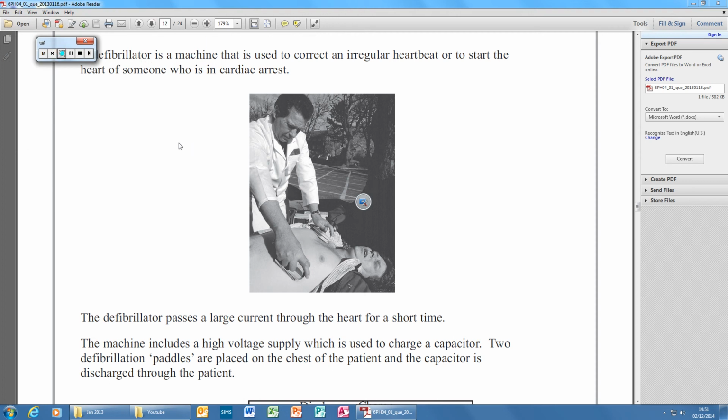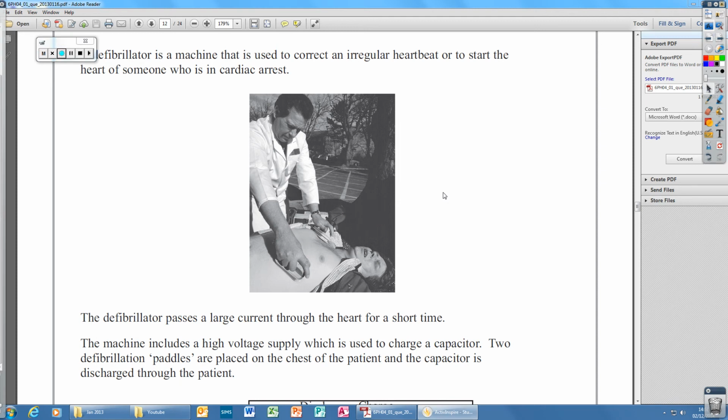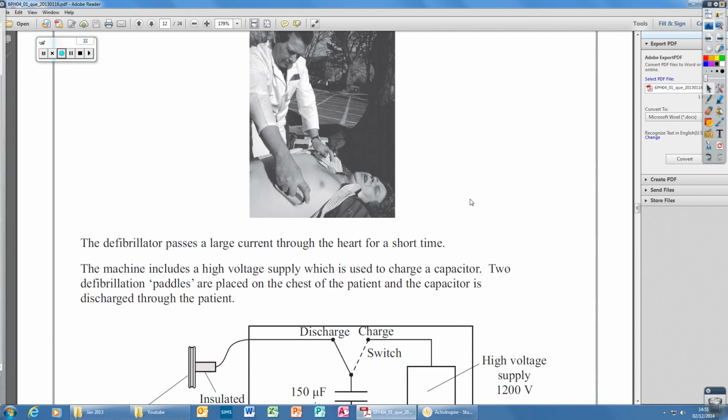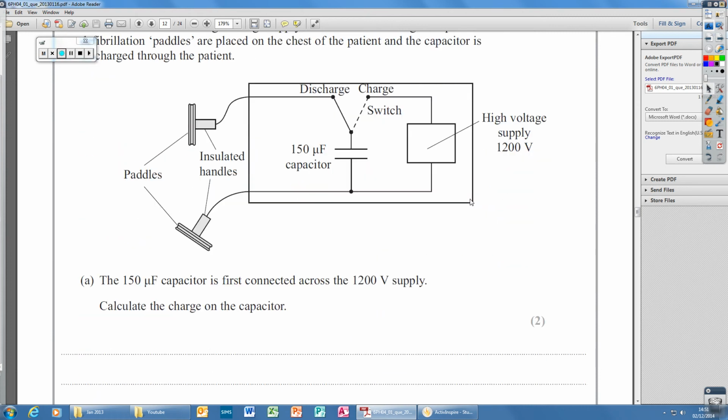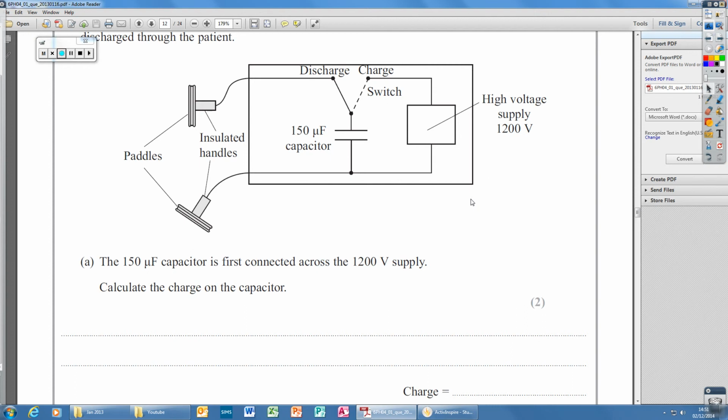Okay, here's an answer for January 2014, and this is question 15 now. PH04 question 15. Right, so having read the question, it's about a defibrillator, and the first question asks us about how much charge will be on the capacitor. Well, let's have a look.